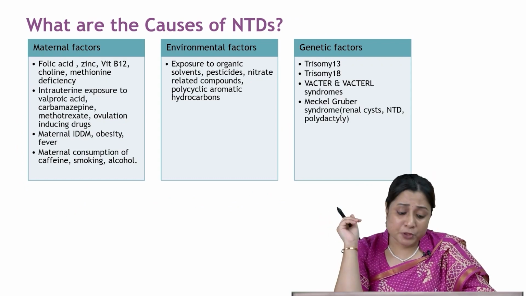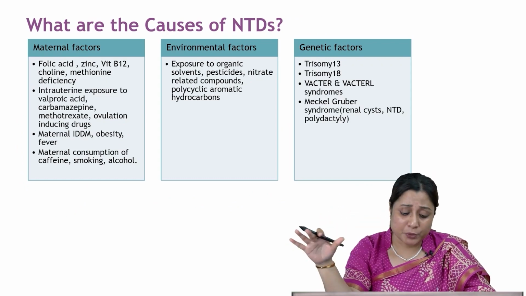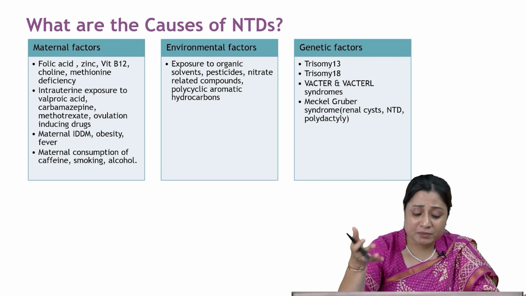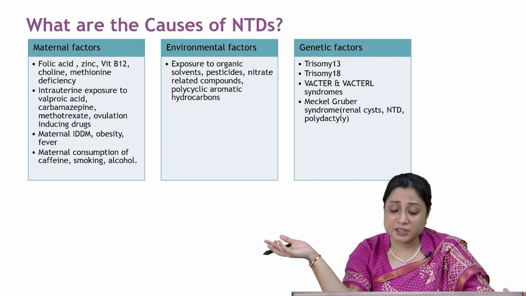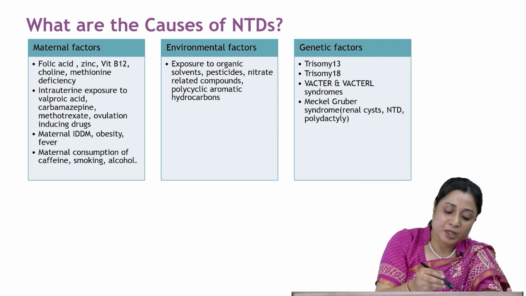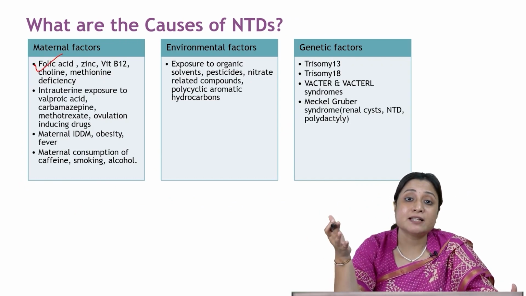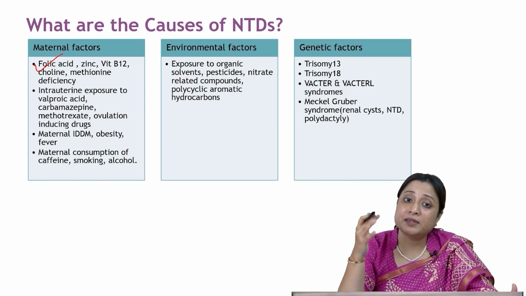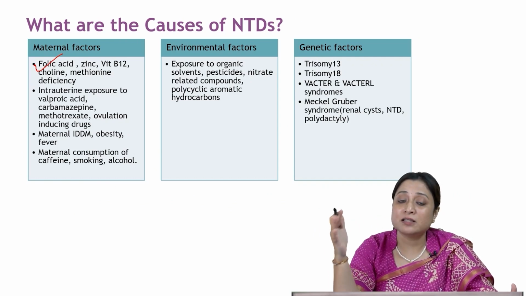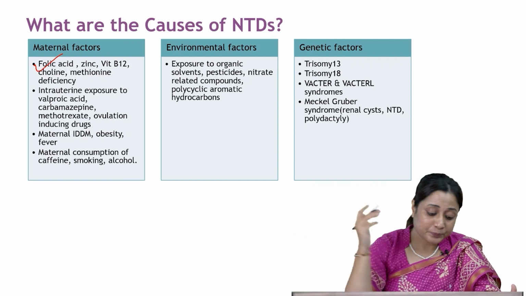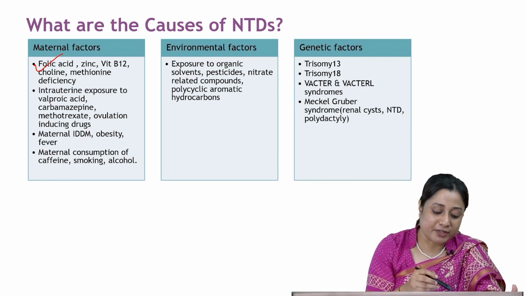So what are the causes of neural tube defects? It's multifactorial in origin. It can be because of certain maternal factors, environmental factors, and genetic factors. Most common is folic acid deficiency. Especially if the mother is not taking folic acid supplements during the antenatal period, the child can have a higher incidence of developing meningomyelocele or neural tube defects.